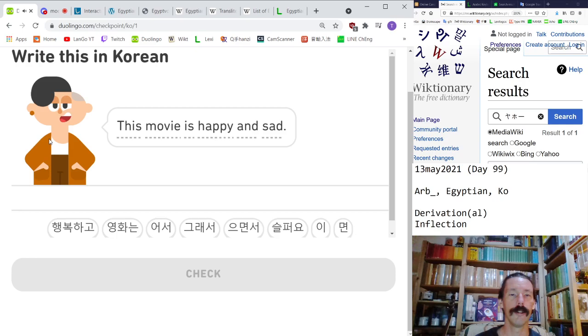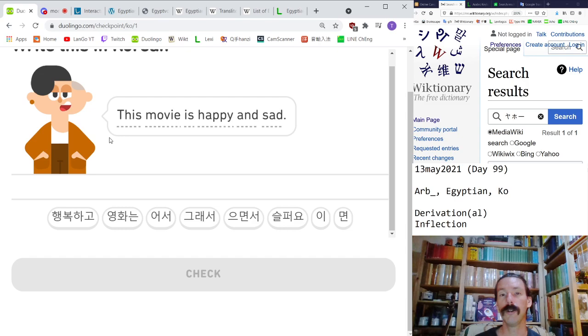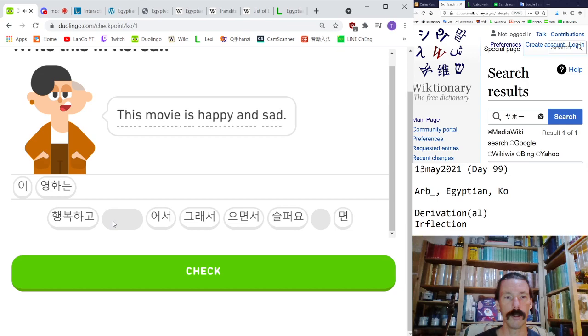This movie is happy and sad. 이 영화는 happy is 행복하고 슬퍼요, I think. 행복하고, the hago for the conjunctive form to be happy and, it's yes anding, and then the last adjectival verb will be just inflected, 슬퍼요. A fish and a spider.